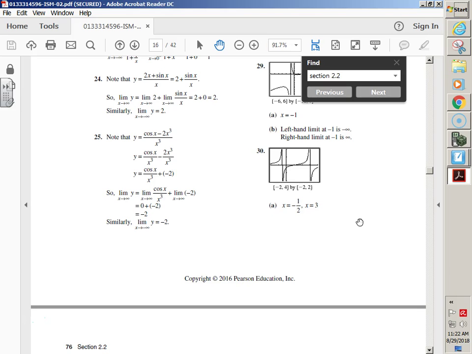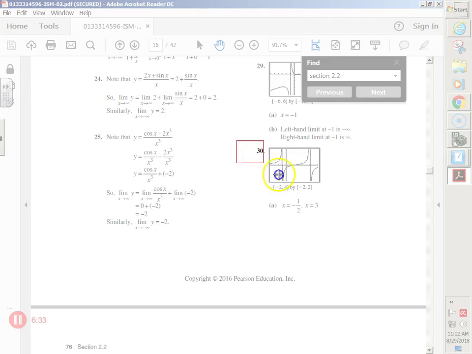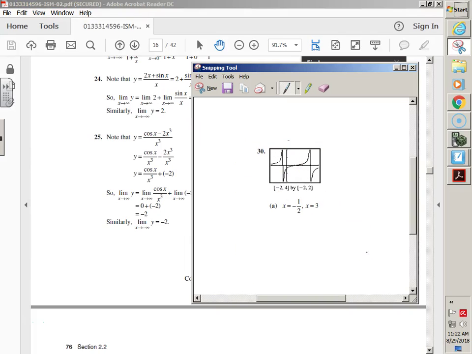Okay, let's check it. We have 1 minus x all over 2x squared minus 5x minus 3. Does it say to use the graph?